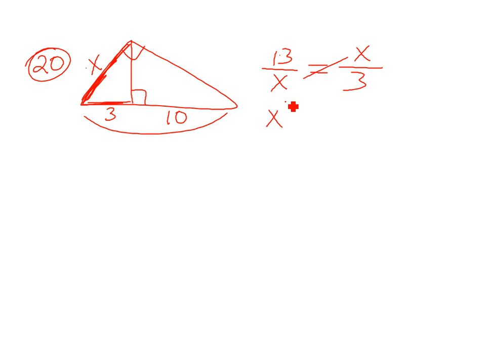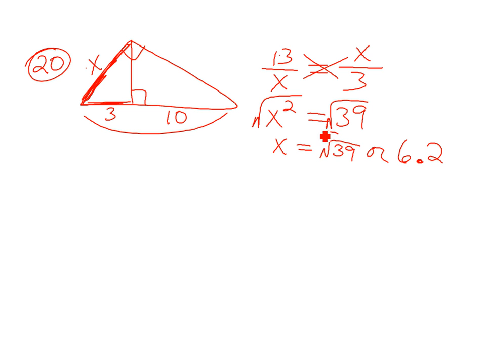Cross multiply, and you get x squared equals 39. Take the square root. 39 is not a perfect square, so I would accept the answer as the square root of 39, or if you took your calculator and took the square root of 39, you end up with 6.2.